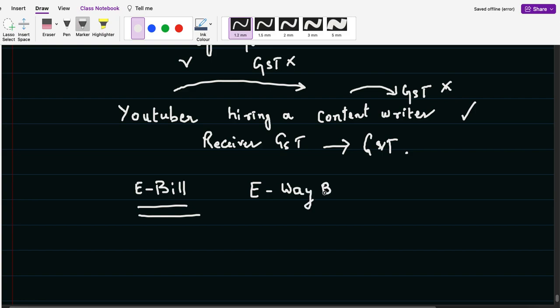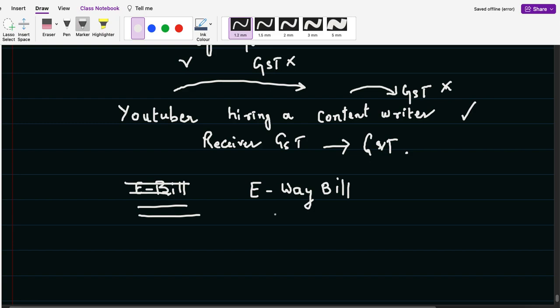Electronic way bill. Whenever there is a transaction above 50,000 and the goods are going in transportation, we need an e-way bill. The important points are that it is electronic, it is registered and uploaded on the e-way bill portal, and it is needed only when the goods exceed 50,000.